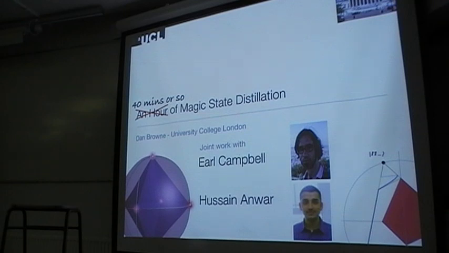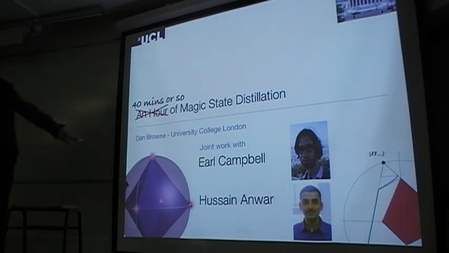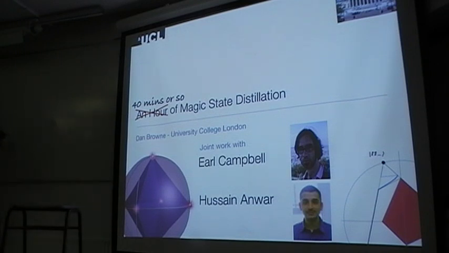These are the two guys who actually did most of this work. This is Hussein, who's my student in UCL, and Earl, who's a postdoc in Jens Isaac's group in Berlin. And magic state distillation was first proposed in a paper in about 2004 by Browne and Kitaev as a really smart way of achieving universality in quantum computation.